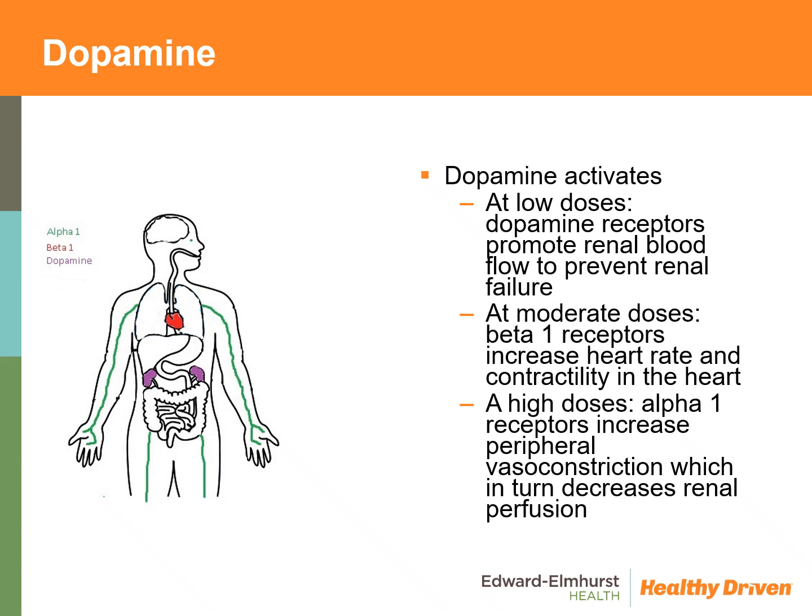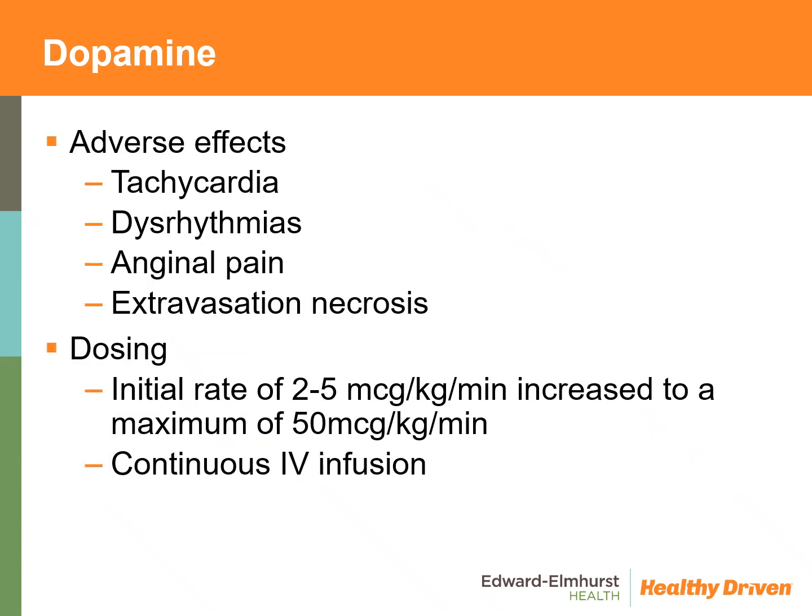So at low doses, the dopamine receptors promote the renal blood flow to prevent renal failure. At moderate doses, beta-1 receptors increase heart rate and contractility. And at high doses, the alpha-1 receptors take over and increase peripheral vasoconstriction, which in turn decreases that renal perfusion. Dopamine adverse effects are tachycardia, dysrhythmias, anginal pain, extravasation, necrosis. And your initial doses are 2 to 5 mics per kilo per minute, increased to a maximum of 50 mics per kilo per minute as a continuous IV infusion.